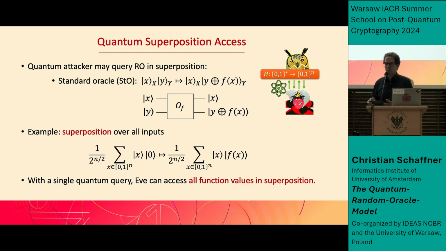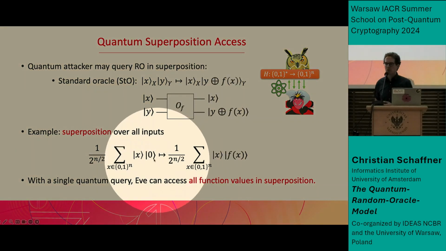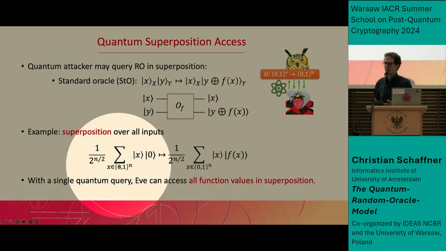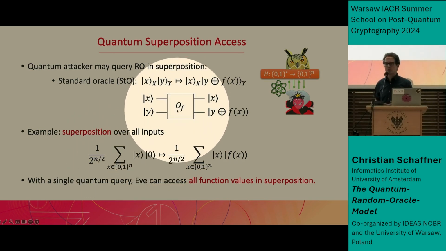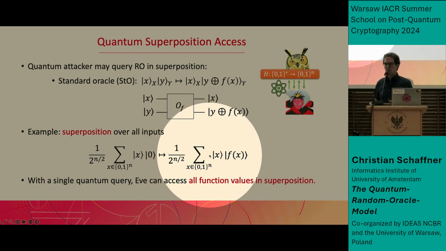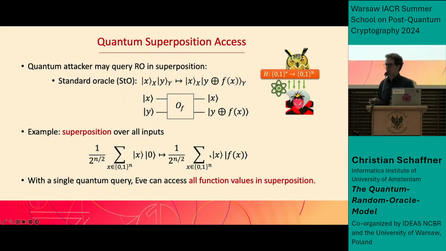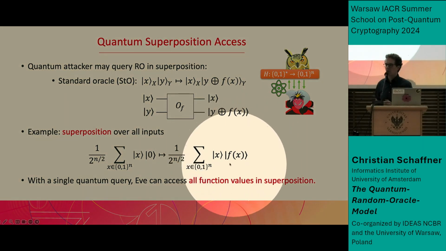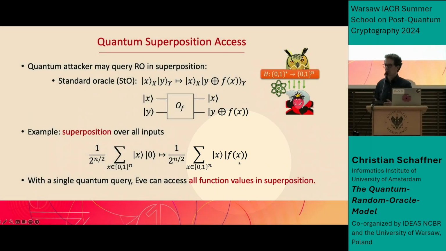Maybe the simplest example is if you put your quantum register x in a superposition of all possible values. You can do this easily by starting with the all-zero state and applying Hadamard gates to all of your qubits. If you have n qubits, you end up with what we call the uniform superposition over all possible inputs x, over all n-bit strings. So this is this state. Then you do one call to this oracle, so you evaluate the function coherently over the superposition of all the inputs. Basically this puts all the outputs of f in this second register. And so with a single quantum query, Eve can access all function values, all outputs, in superposition, with just a single query.